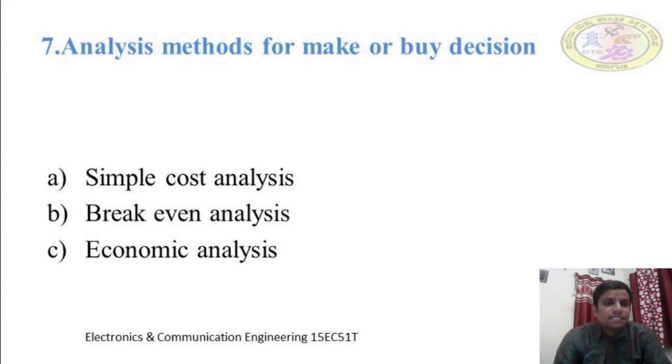So the analysis methods for make or buy decisions. We need to analyze which method is suitable for making or buying. There are three different types of methods available. These are named simple cost analysis, break-even analysis, and economic analysis. These three analyses we will study in detail one by one.